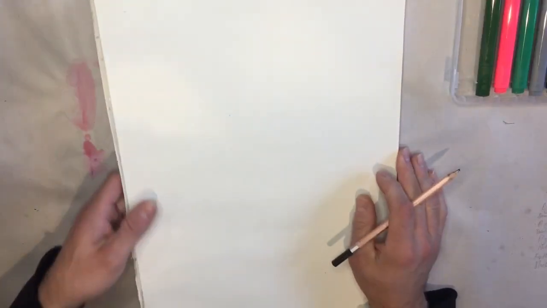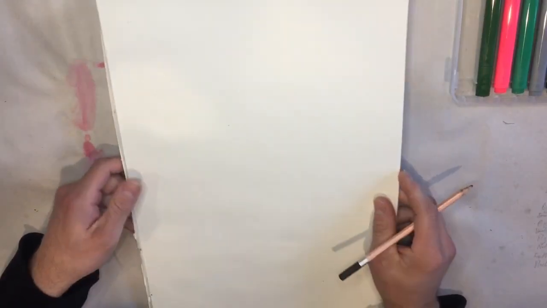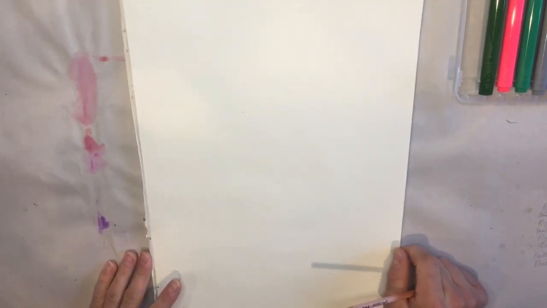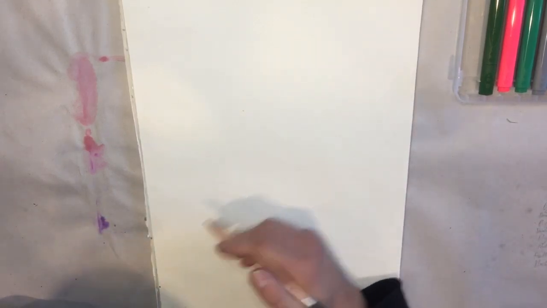Okay, so with your piece of paper, you need to have it portrait. So portrait is up and down. The other way is landscape, where it goes crossways. So because we're doing an animal, a creature, we're going to be doing it up and down.